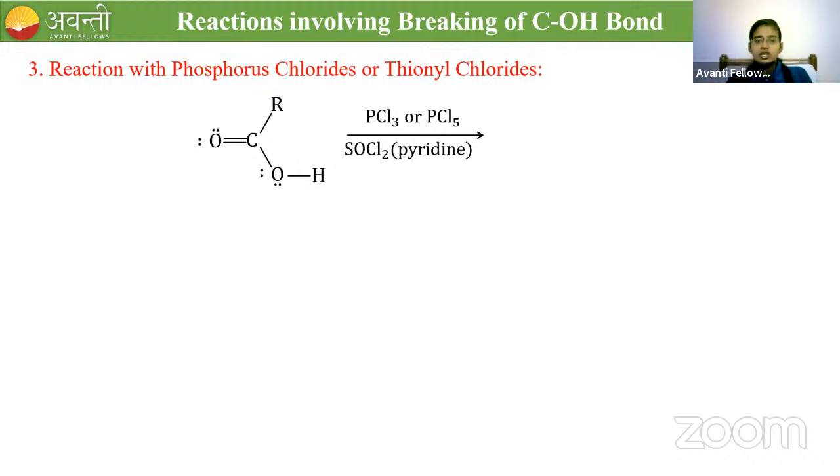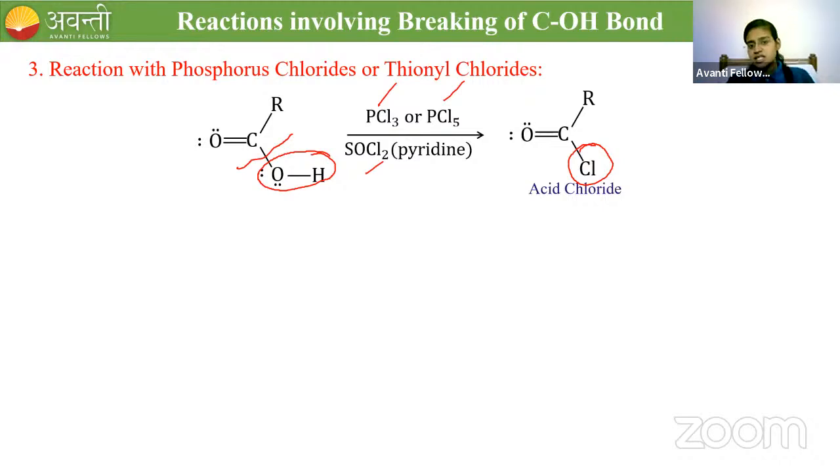So you can take any one of these reagents. I have three reagents: PCl3 or PCl5 or SOCl2. You can use any one of these reagents. The CO bond will get cleaved and the OH will be converted to Cl. So acid chloride is formed as a product.